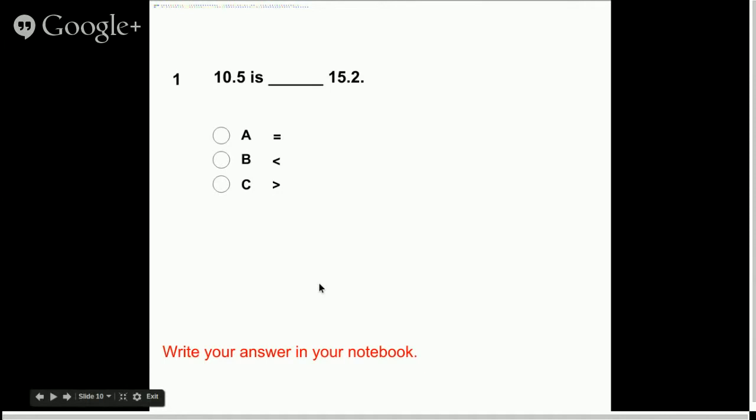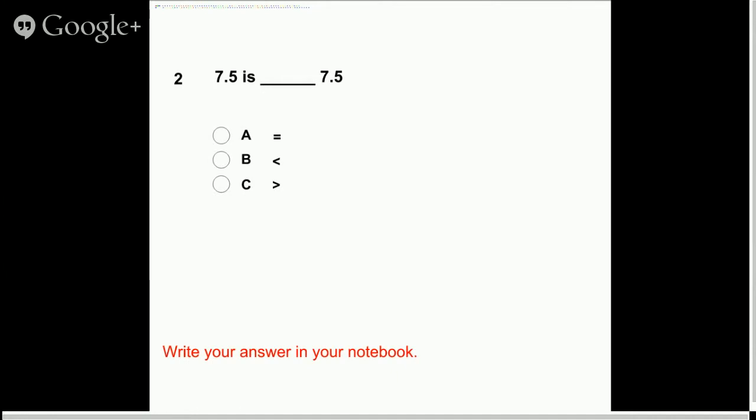All right, write your answer to this in your notebook. Go ahead and pause it. Okay, the correct answer to this is B. Okay, the arrow is pointing towards this, or the alligator mouth is opening towards 15.2 because it's bigger.